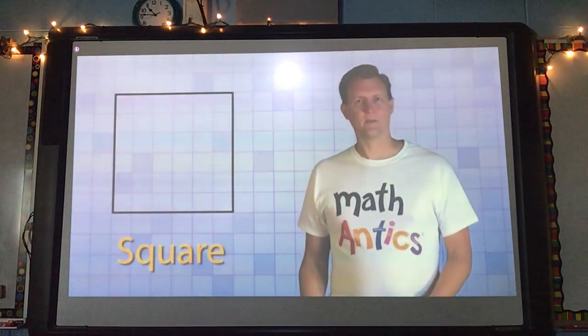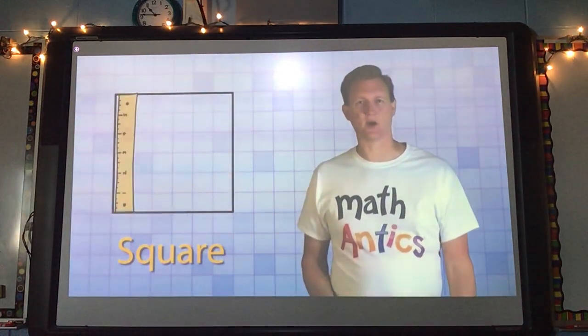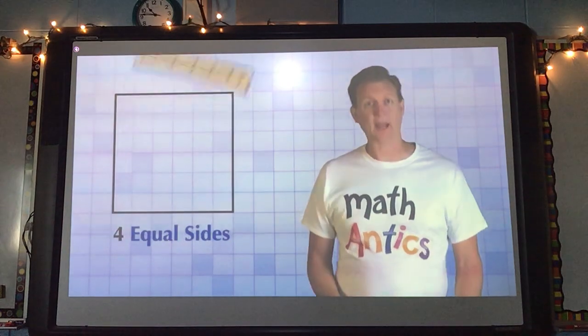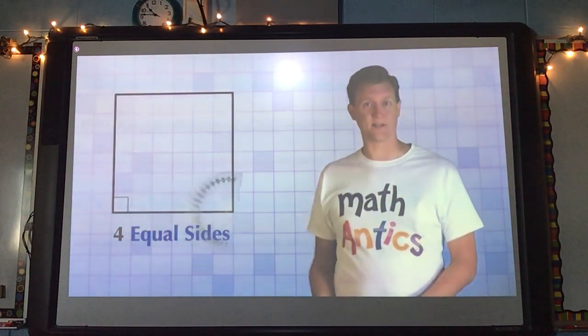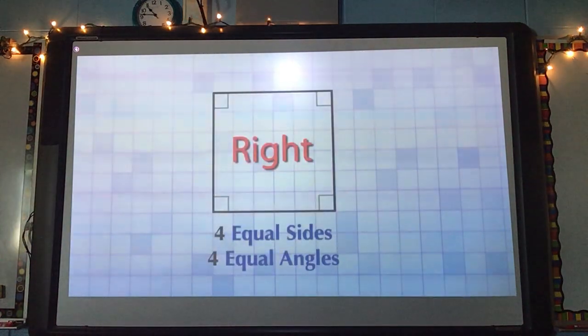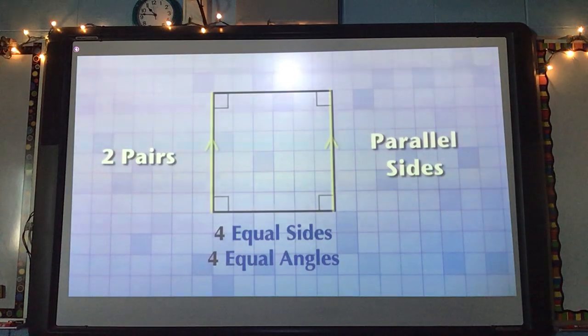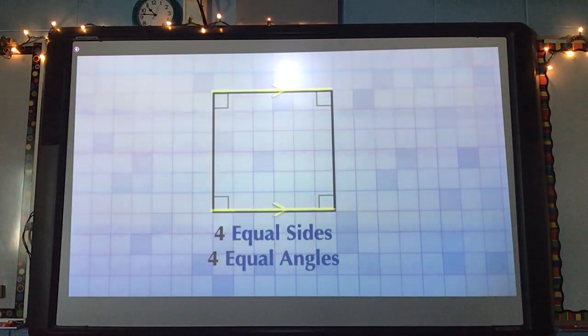It's a quadrilateral because it has 4 sides, and it's special because all 4 of those sides are exactly the same length, and all 4 of its angles are exactly the same size. In fact, they're all right angles. Notice also that a square is formed by 2 pairs of parallel sides. These 2 opposite sides are parallel, and these 2 opposite sides are parallel. We'll see why that's important in a few minutes.